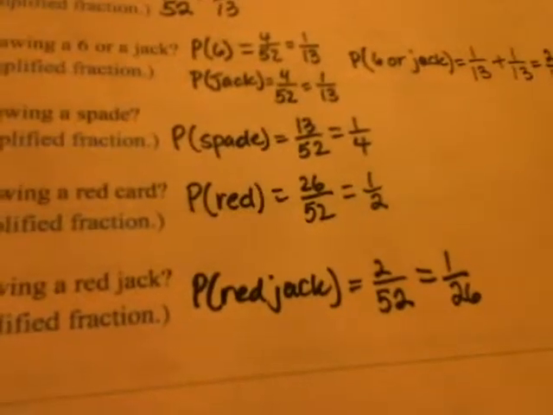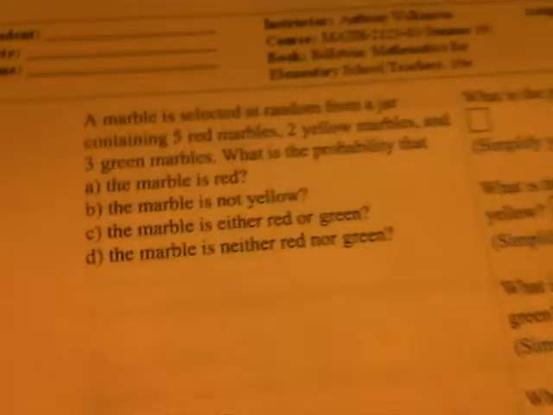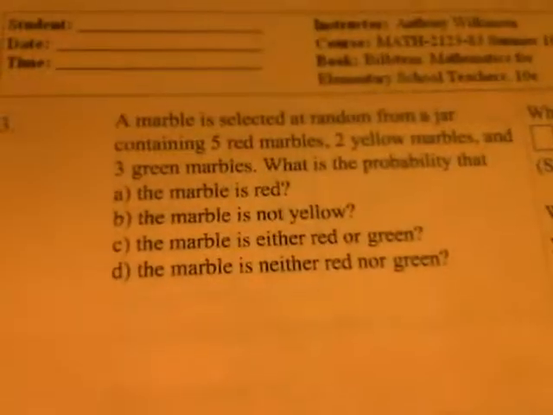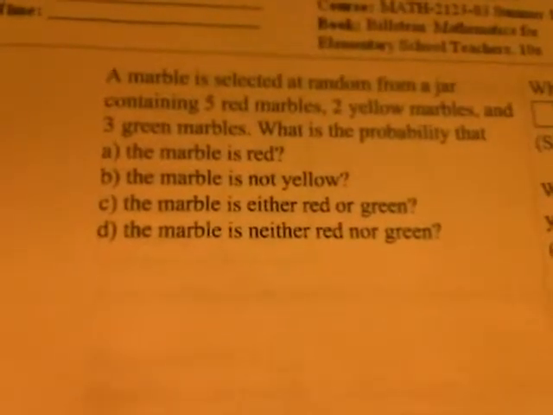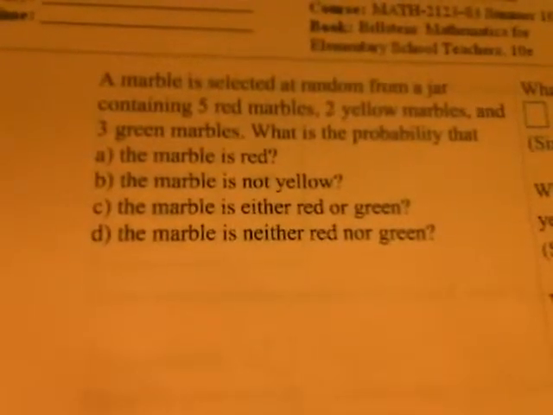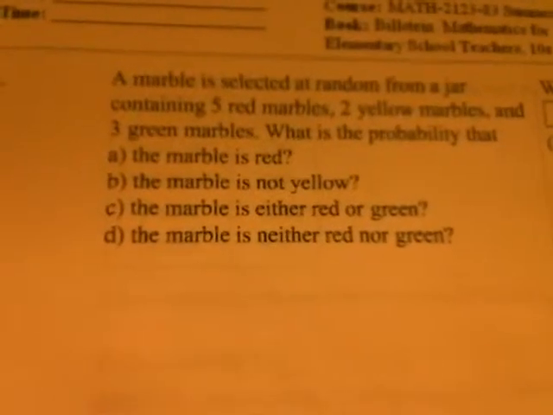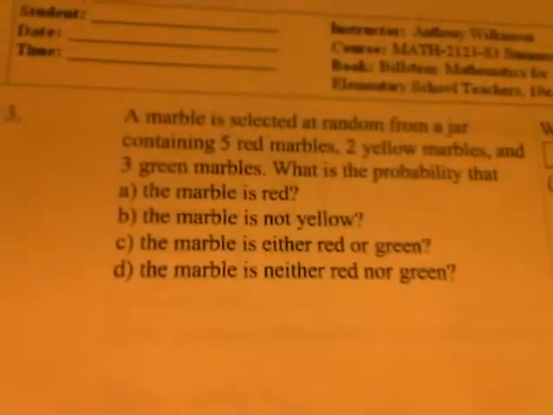All right, let's take a look at some more probability problems, like this one right here, number 3. A marble is selected at random from a jar containing 5 red marbles, 2 yellow marbles, and 3 green marbles. What is the probability that A, the marble is red, B, the marble is not yellow, C, the marble is either red or green, and D, the marble is neither red nor green?